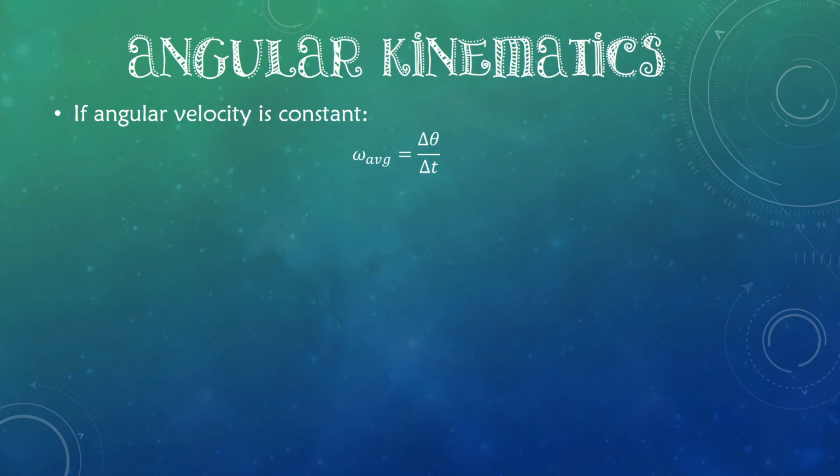Now, if we think back to when we studied linear motion, we started out with a constant velocity, or CVPM. If we have a constant angular velocity, we can use an equation very similar to what we did with linear motion, saying that the average angular velocity is equal to the angular displacement divided by time. Once again, this only works if angular velocity is constant.